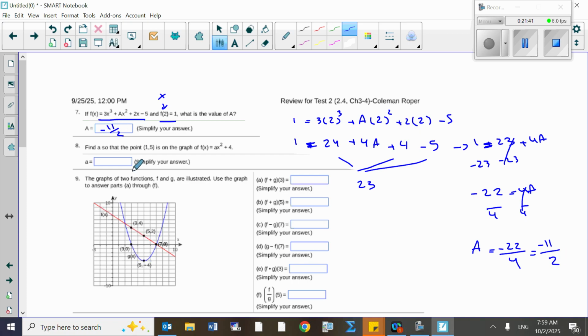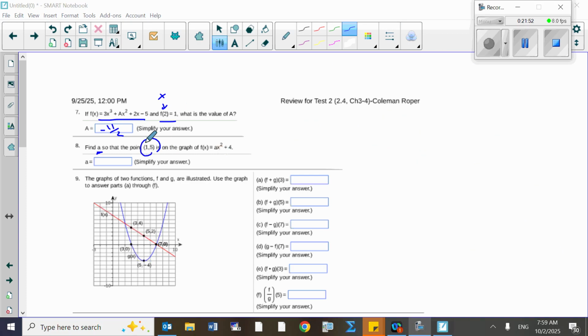Next question is asking us to find the value of a if this point is on the graph. Okay, so we know that x is 1 and 5 will be f of x, or the y value. So let's just plug them here. f of x is 5, so I write 5 equal to a times x is 1, 1 squared plus 4. Now just solve this. 5 will be, this is just a plus 4, and you subtract 4, and a will be equal to 1.